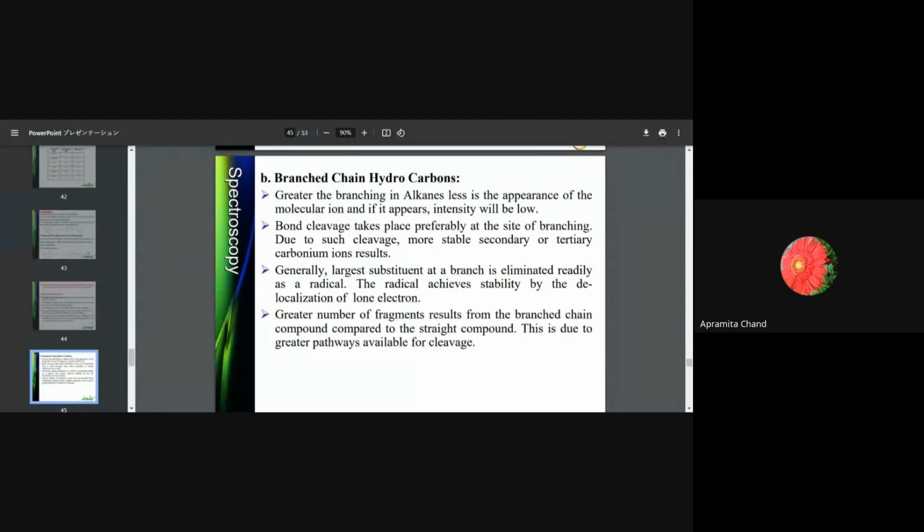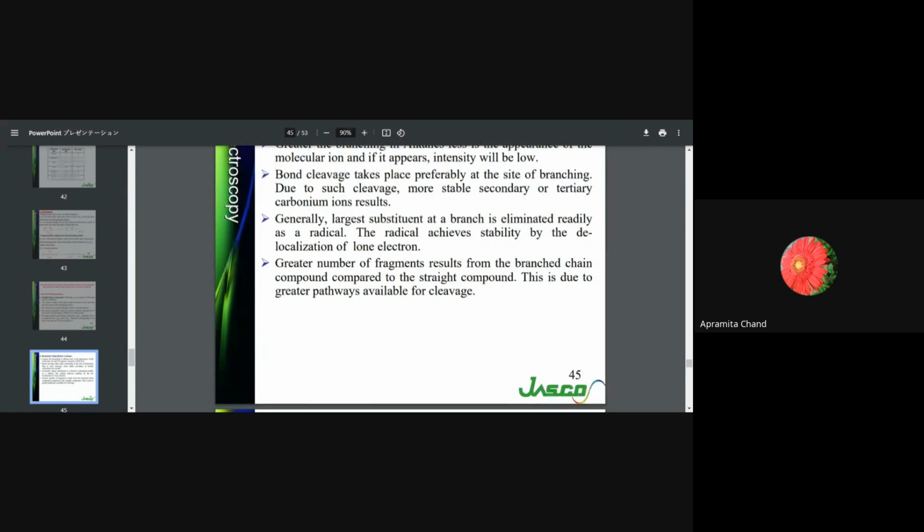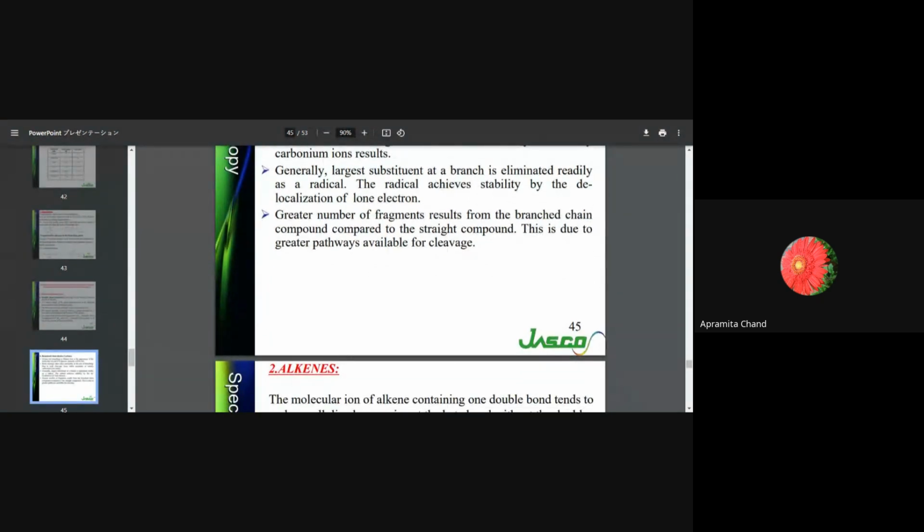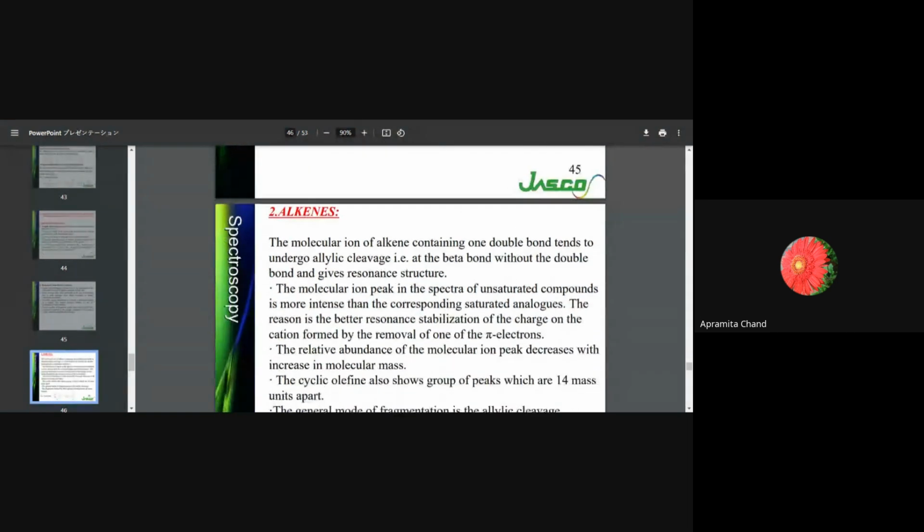सिमिलरली ब्रांच्ड अगर है तो मॉलिक्यूलर आयन का अपीयरेंस कम हो जाता है, और अगर भी आता है तो it will be very weak, and bond cleavage takes place at the site of branching. So जैसे ऐसे cleavage होंगे, there will be more stable secondary or tertiary carbonium ions, and the largest substituent at a branch will be eliminated readily as a radical. The radical also achieves stability by the delocalization of lone electrons. The greater number of fragments will result from the branched chain compound compared to the straight chain compound, and this will be due to greater pathways available for cleavage.